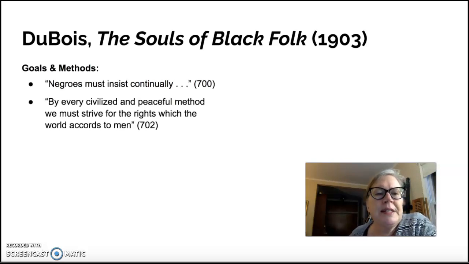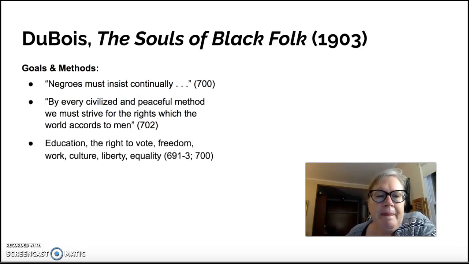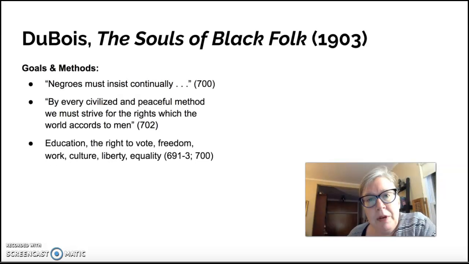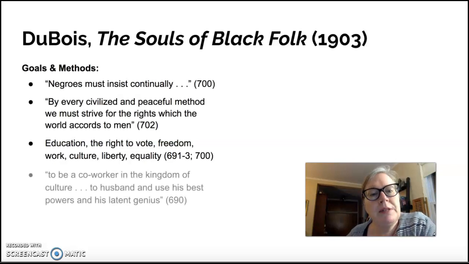Okay, so for Du Bois, rather than being patient and devoted and humble, he said that "Negroes must insist continually. By every civilized and peaceful method, we must strive for the rights which the world accords to men." And his goals were not just to work with your hands, but education, the right to vote, freedom, work, culture, liberty, and equality. So in these two documents, at least, he seems to have a much higher standard for what it is that he wants.